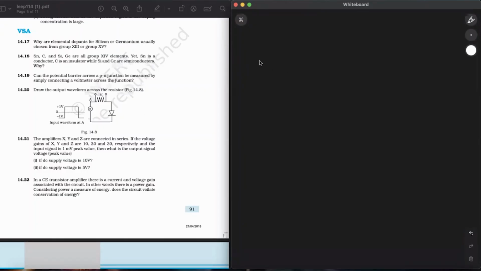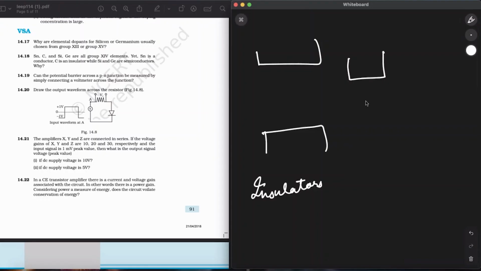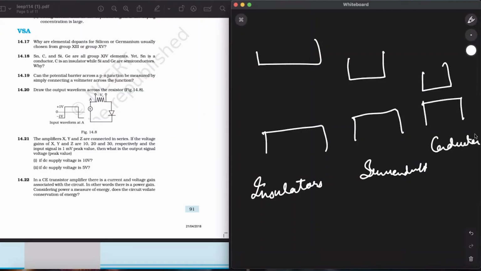I'll draw it over here. Okay, I'm drawing the valence band. So, this is for insulators. Okay, bring it a little closer. This is for semiconductor, and finally, this is for conductor.